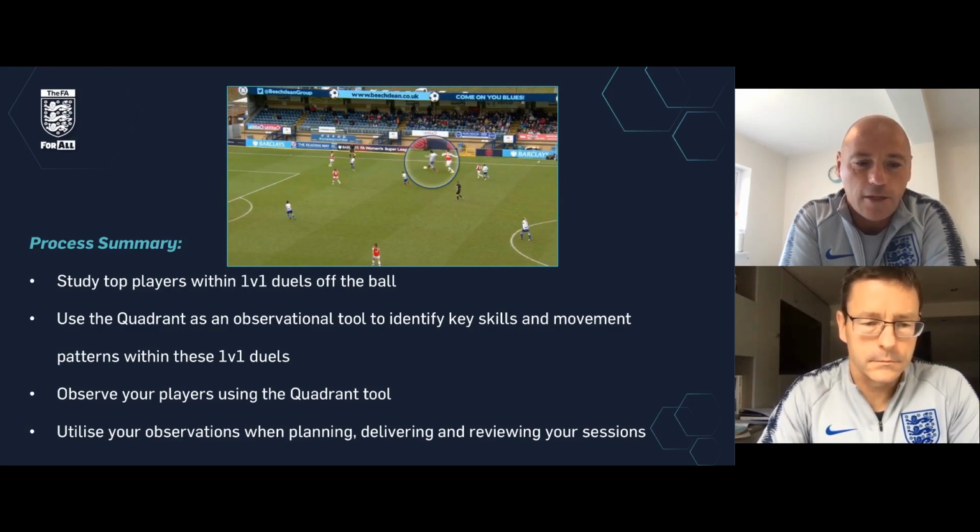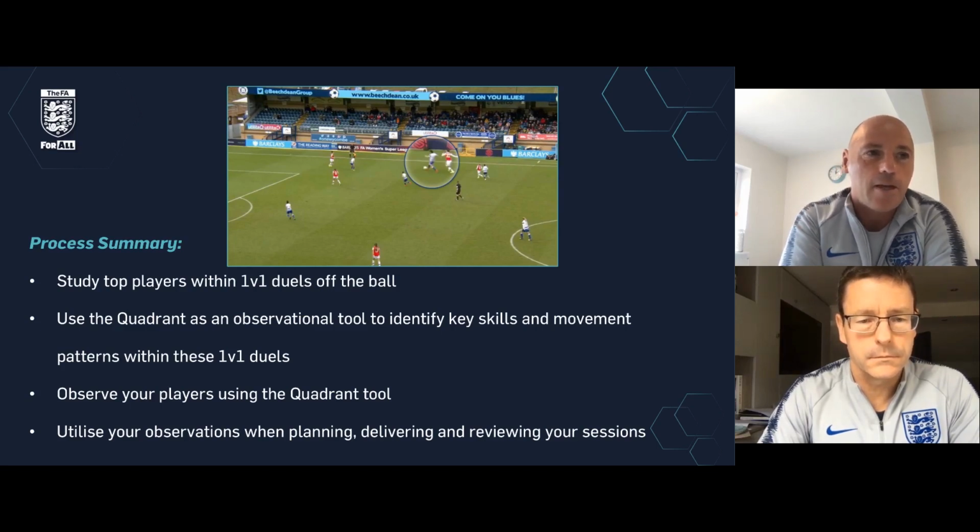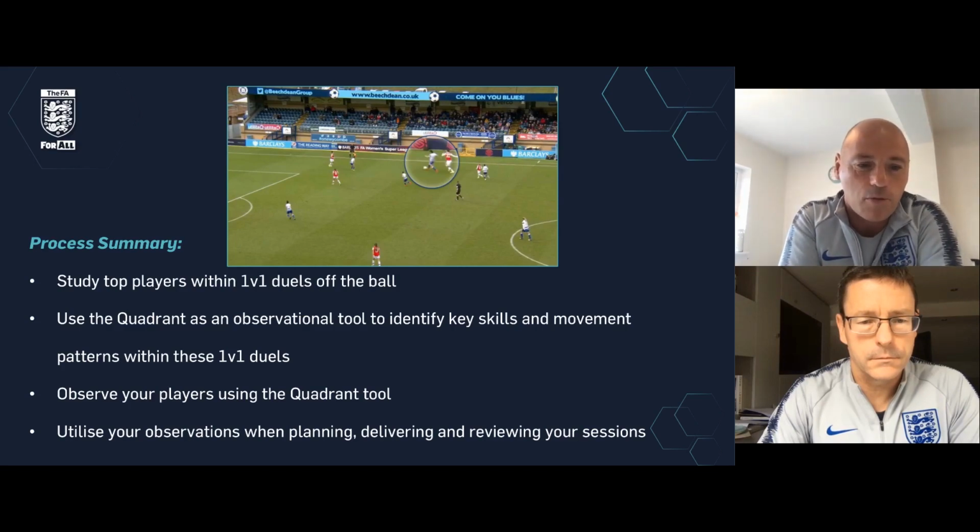Continue to use the quadrant tool to help you develop and fine tune your observational skills, and develop that lens that you can look at different things with probably a little bit more detail. And think about how this is going to help you with your planning, your delivering and reviewing of your sessions. So working in small numbers, but also maybe working in big numbers. The consequences of that and what that looks like.